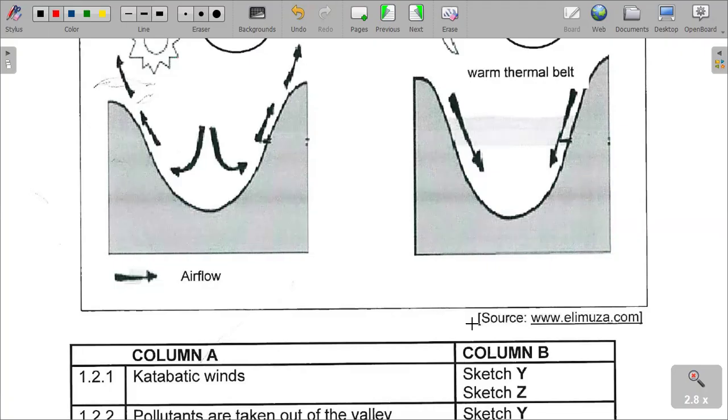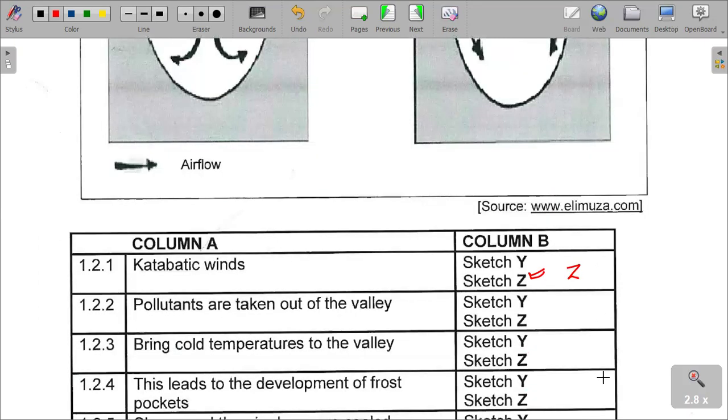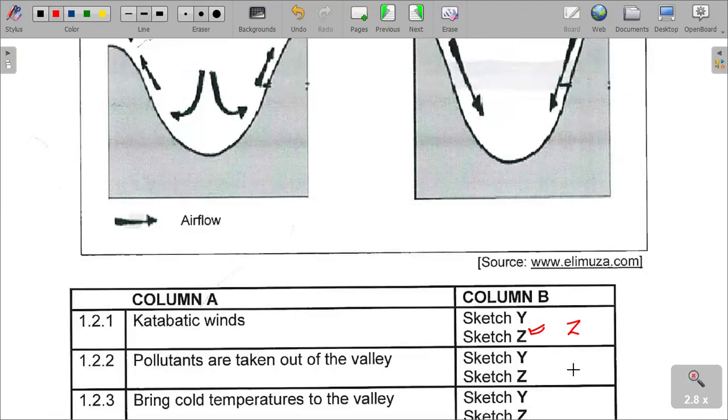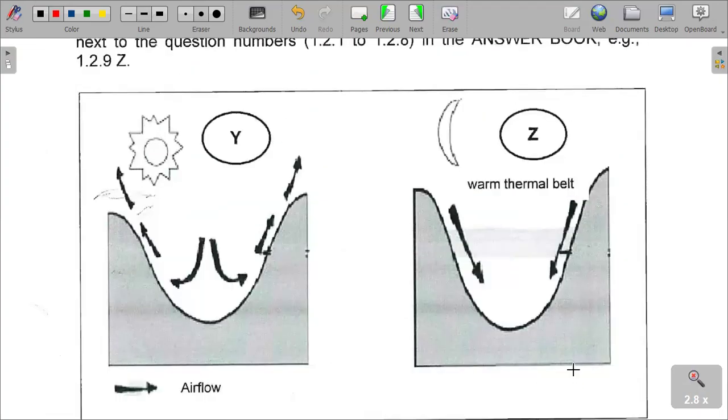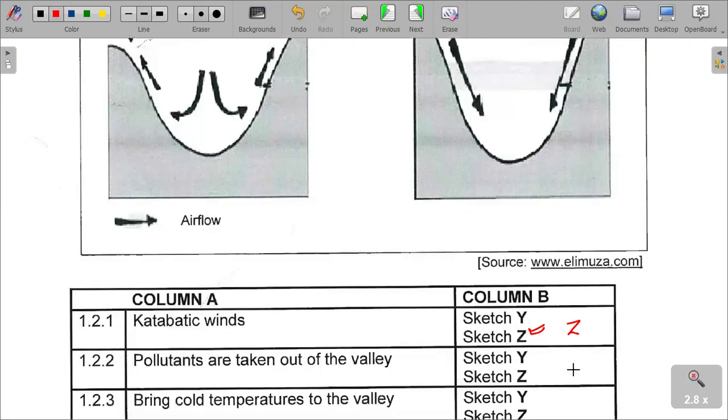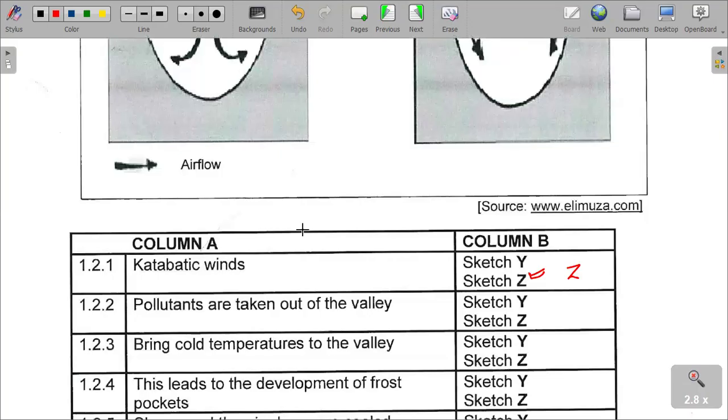It is Z only. And then the next question is saying pollutants are taken out of the valley. Obviously, when pollutants are taken out of the valley, it means the wind must blow upstream. So it must be Y. Number 1.2, it is Y.